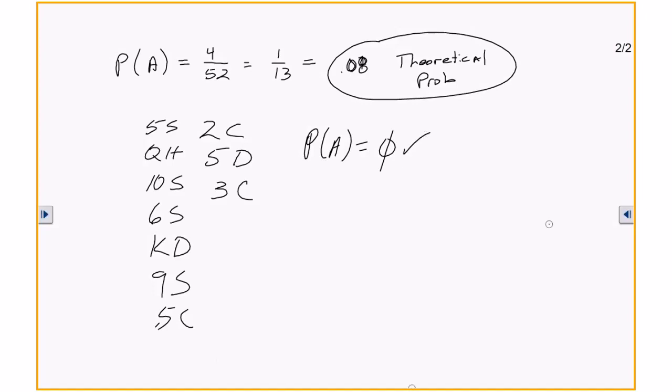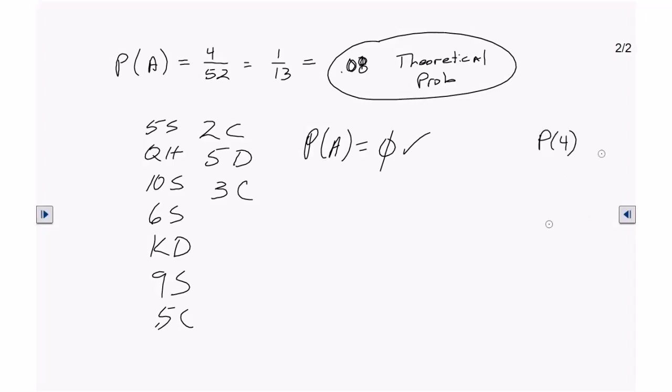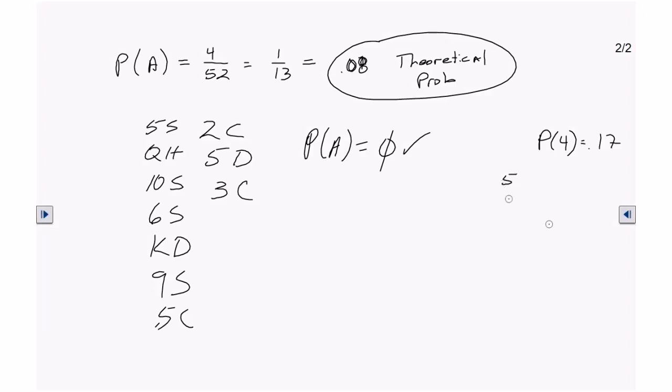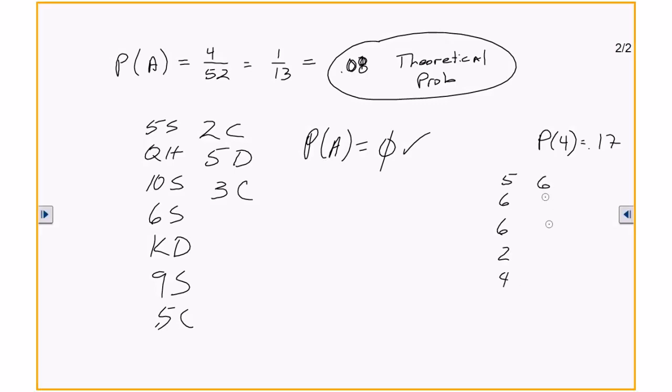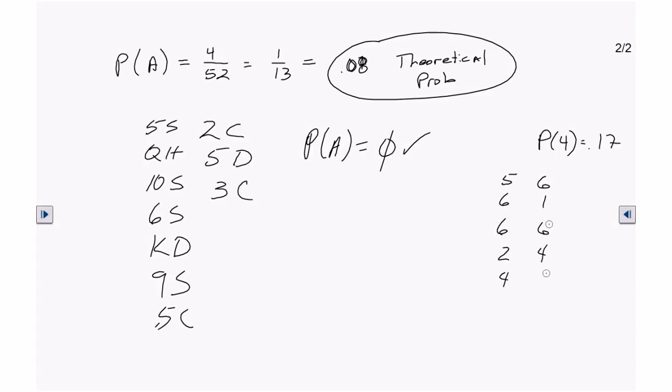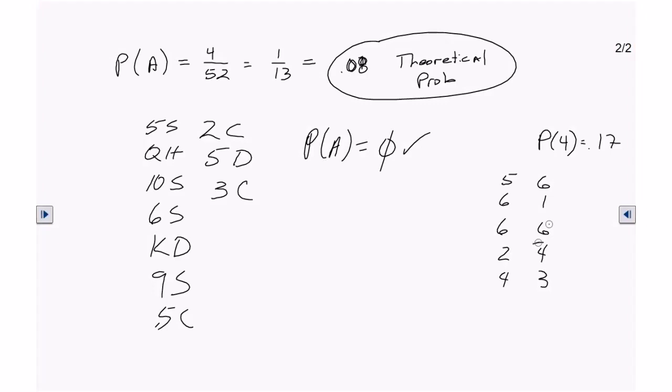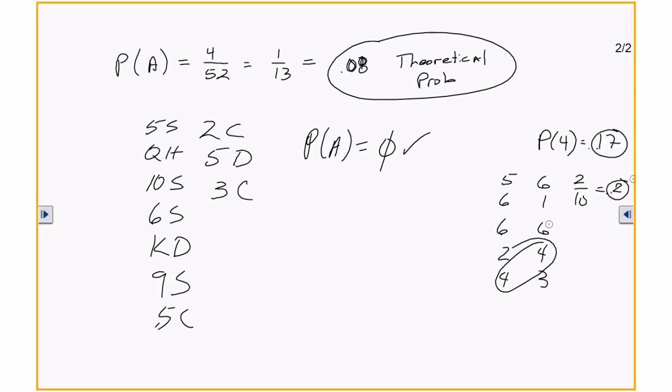All right? Let's talk about your die. What did you pick for the die? 4. Probability of 4 is 0.17, which is 1 over 6. So give me the numbers you rolled. 5, 6, 6, 6, 2, 4, 6, 6, 1, 6, 1, 4, 3. Okay, you got 0.2, which is 2 out of 10. Again, it's close, but why is it close? It's closer because you only got how many sides?